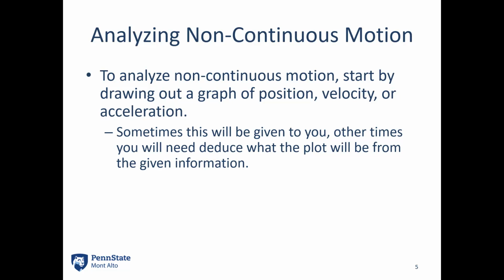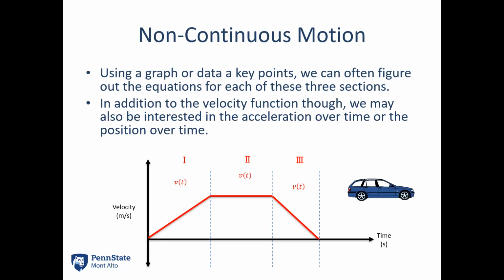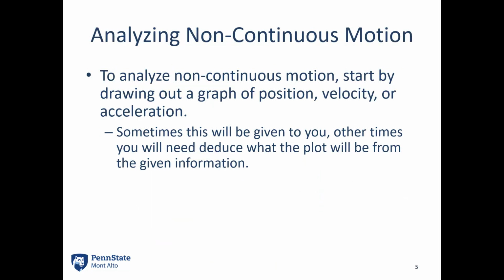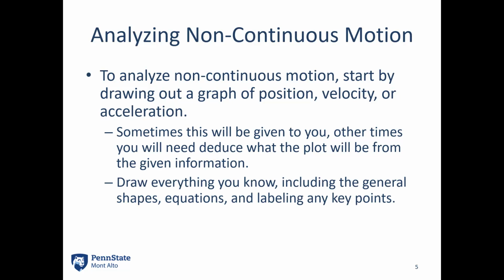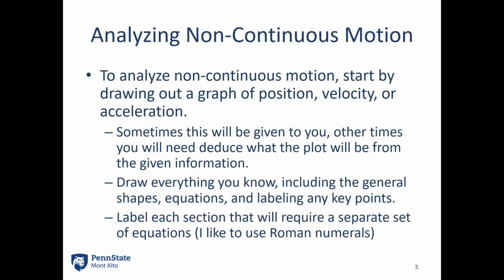So either way, you want to figure out for this function here, what is the equation for velocity in that first section? What is the equation for velocity in that second section? What is the equation for velocity in that third section? Once you have those three sets of equations, you're ready to go and figure out position, figure out acceleration based on that. So in that initial plot, make sure you draw out the equations, draw out the velocities at key points. The key points being those transition points where we are moving from one section to the next section.